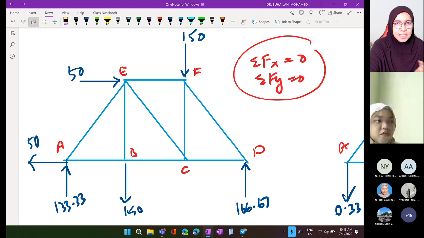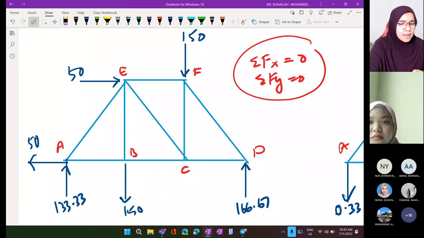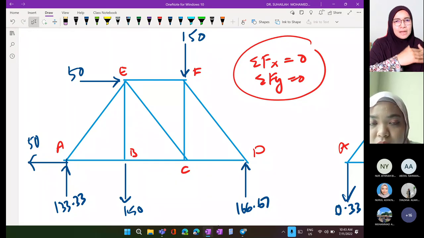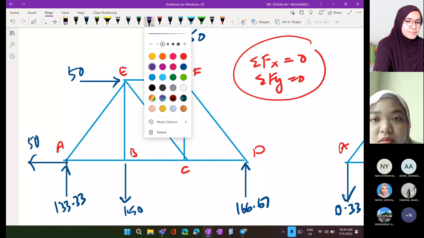Make sure that once the external system is in equilibrium, we can calculate the member forces by picking any joint which has one unknown. Kita nak balance je ni. Dia mesti balance. Kalau X total mesti zero, Y total mesti zero. We just need to balance. So, how to do this?